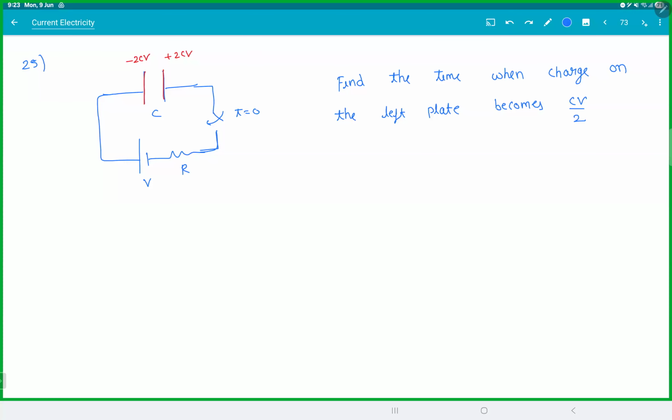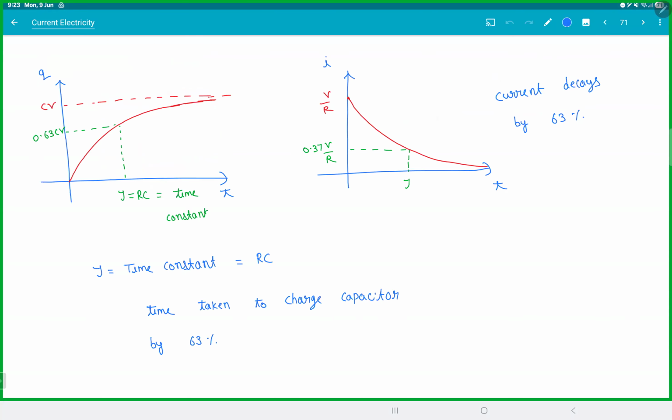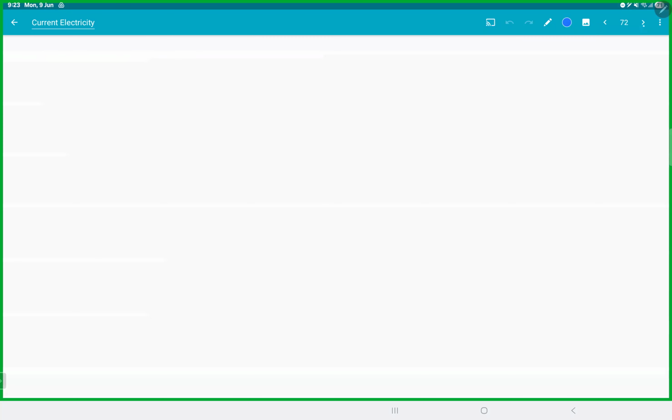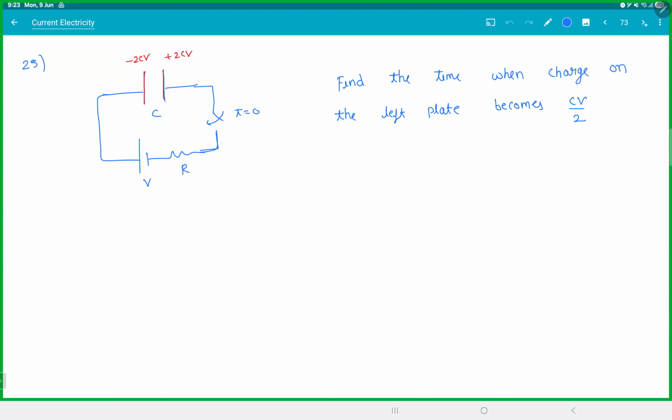Let's get this. So this is an RC charging circuit where initially there is a charge, meaning you can't use your formula. These formulas will not work. So be careful, don't blindly use them. And find the current when the charge on the capacitor is 0.